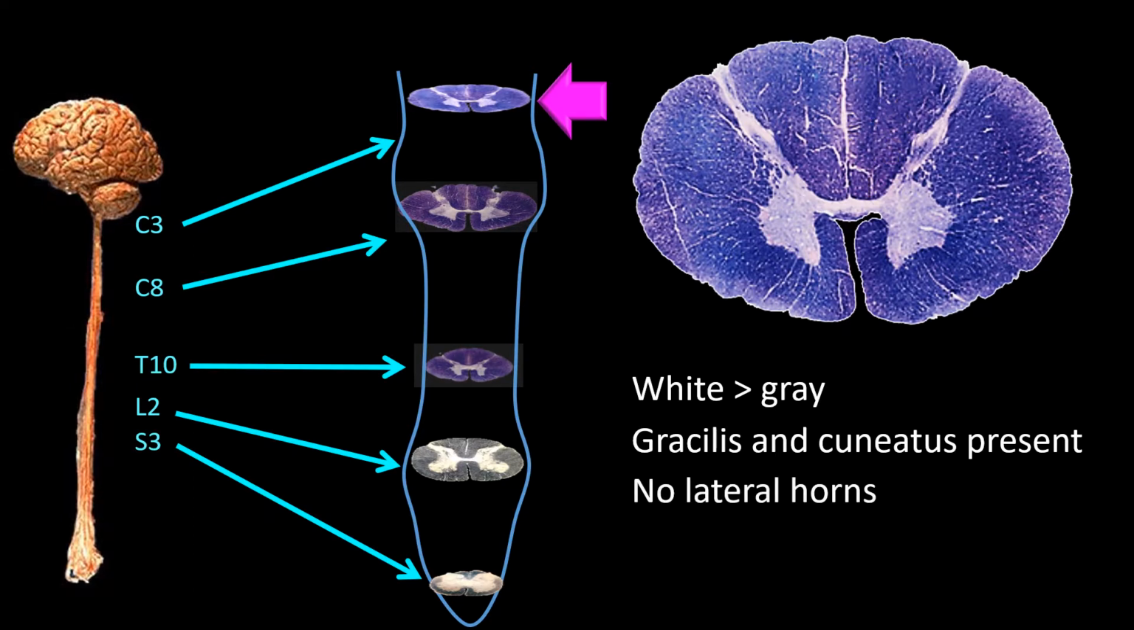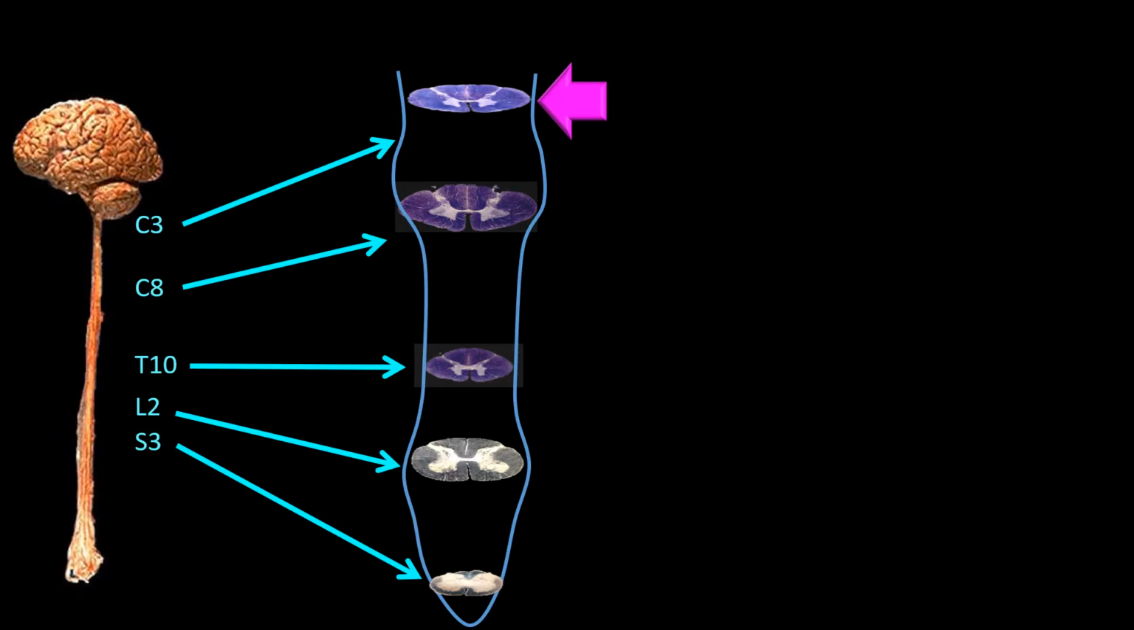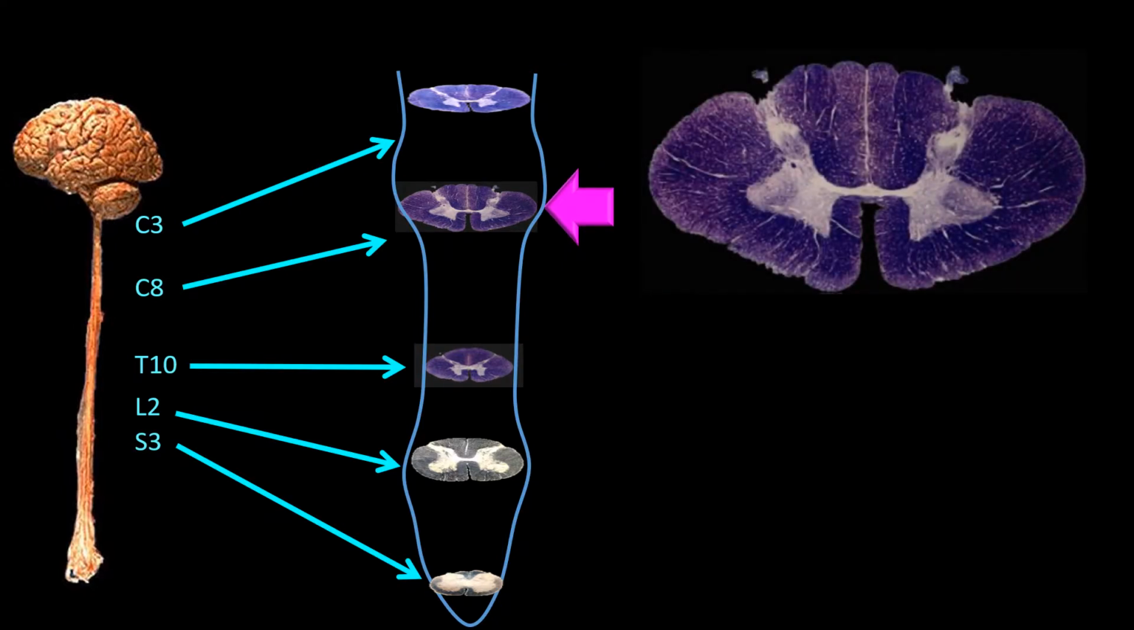There are no lateral horns, as you can see in the area encircled. The anterior horns are not rounded. The dorsal gray matter separation or span is wider than the ventral gray matter separation. Going from C3 to C8, we see few differences.